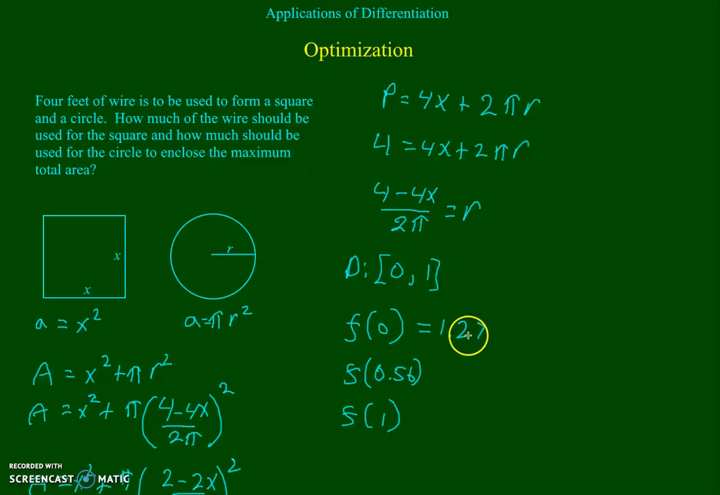This comes out to approximately 1.27, and this comes out to approximately 0.56, and this is equal to 1. So here we have our max. And we can see that a maximum area comes out of using none of the wire for the square, which means all the wire is going to be used for the circle. So this was a good example of extrema on a closed interval. And so let's see what the next problem has in store.